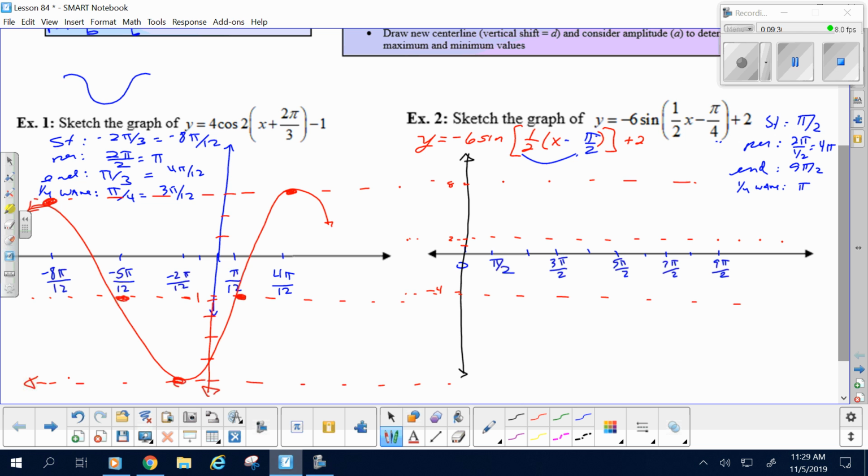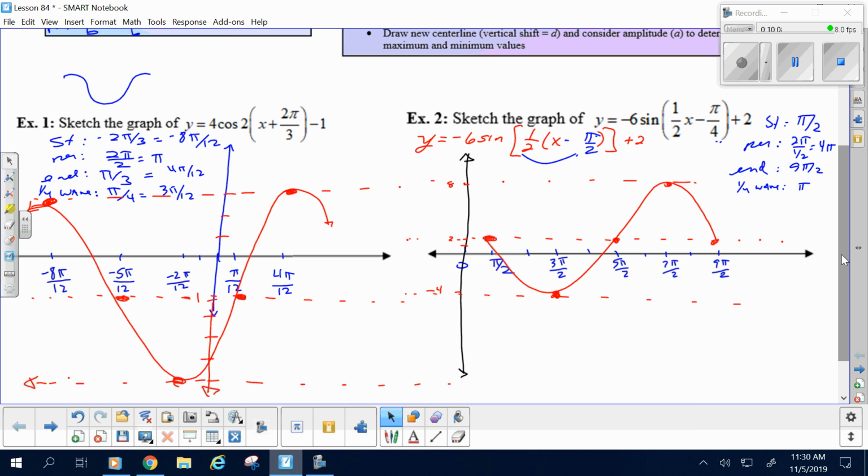And where is the starting point of negative sine? Pi over 2. Is that the center line, the max, or the min? Center line. And a negative sine wave, does it go down from the middle or up? Down. So it should be at a min at 3 pi over 2, a middle at 5 pi over 2, max of 8 at 7 pi over 2, and then back to the middle of 2 at 9 pi over 2. We good?